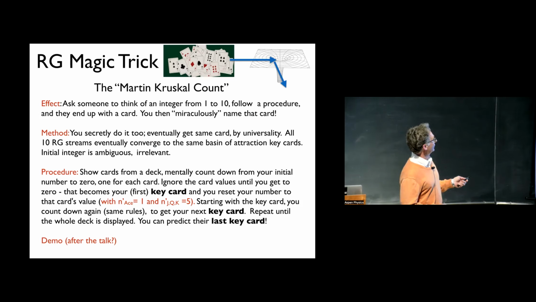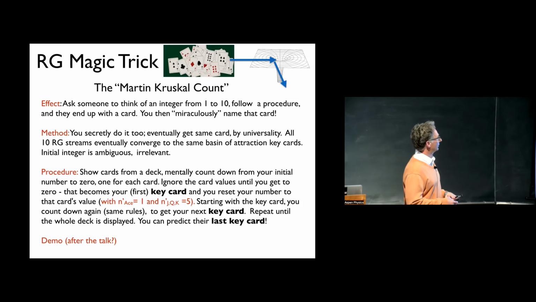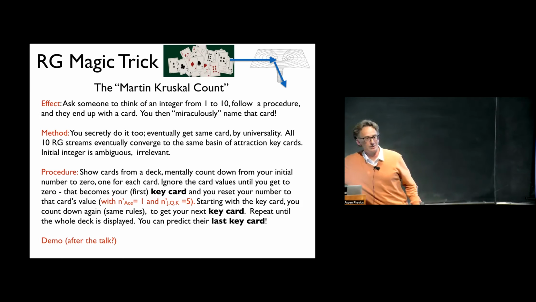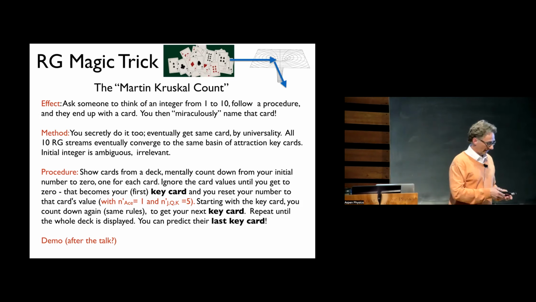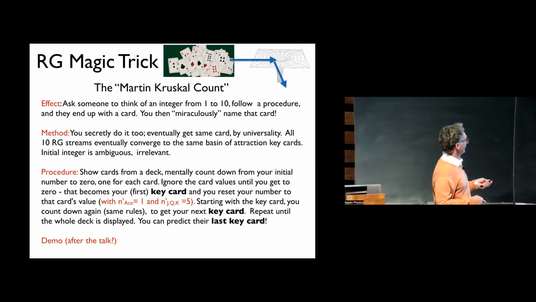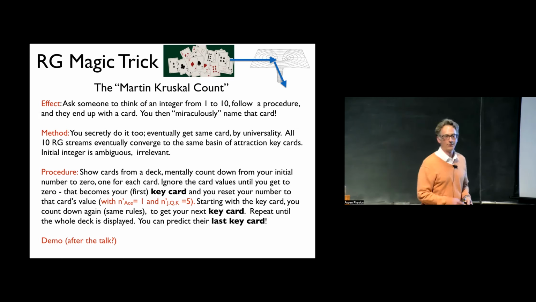The effect of the magic trick is that you ask your friend to think of any integer from 1 to 10. Then you explain some procedure to them and show them some cards. I actually brought a deck of cards, so if anyone's interested, we could do this afterwards. You show them the cards, and at the end of going through the deck, they end up with some card, and then you miraculously name that card. If they don't know about the renormalization group, they might think you somehow read their mind and knew what number from 1 to 10 they thought of.